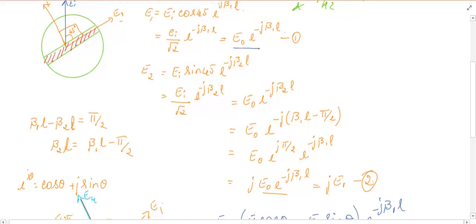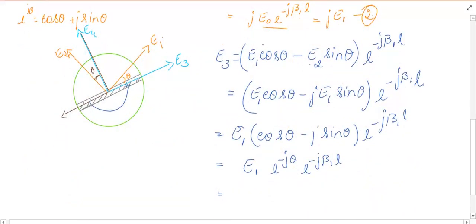E1 is E0 e to the power minus j beta 1L. So here I can write it as E0 e to the power minus j beta 1L. I have done a small mistake: minus j theta e to the power minus j, it's 2 beta 1L. Why is it 2 beta 1L? I have to consider 2 times, right? Because if the first plate is of length L, then the second plate is of length 2L. So don't miss that. This is usually a mistake that we make. Consider it as 2 times beta 1L.